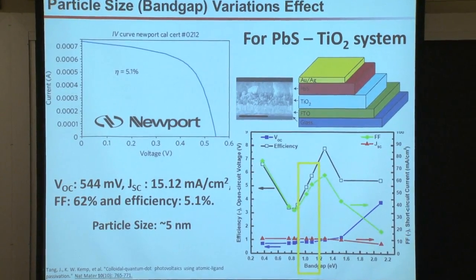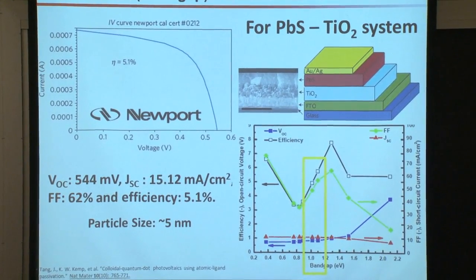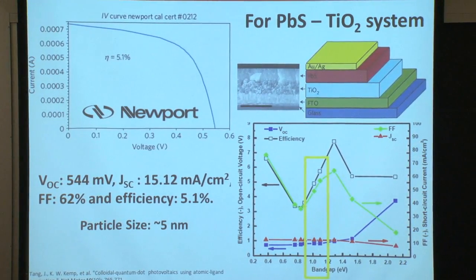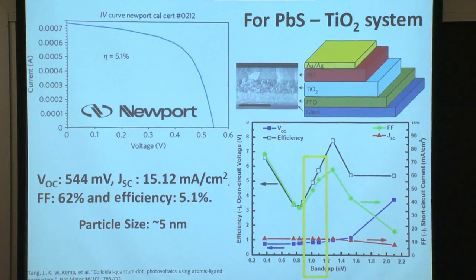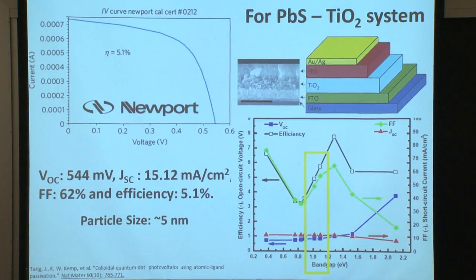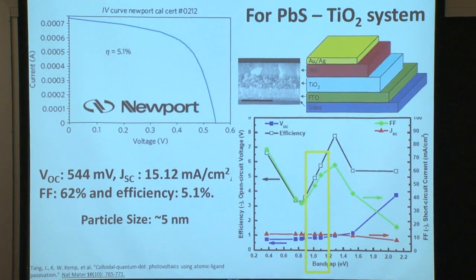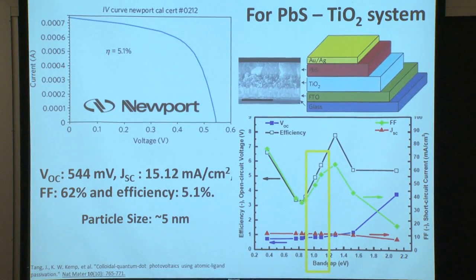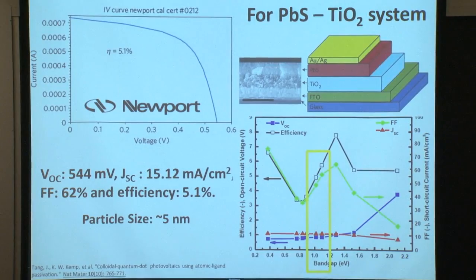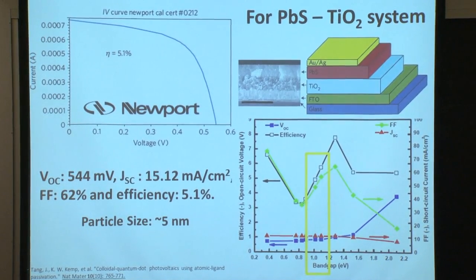But our simulation result can help the future direction of this research, because you can see from the simulation result, if you change the particle size to a smaller particle, you can increase the efficiency to 8%. So that's how simulation can help the research. I will just pass to the sensitivity part.